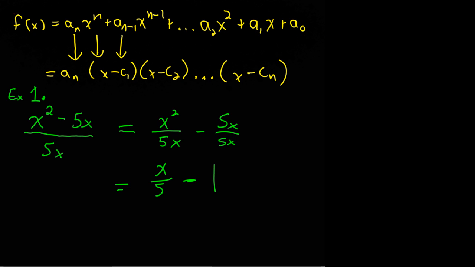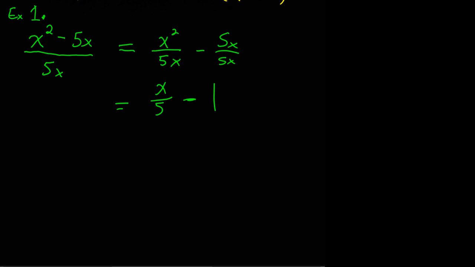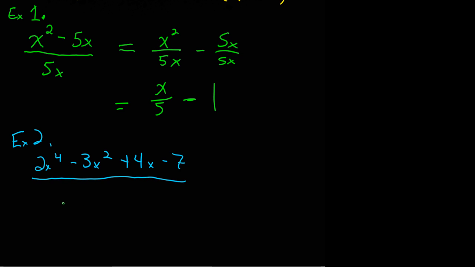All right, let's look at another monomial division. So we'll do example 2. And let's complicate our monomial a little bit. So we'll have 2x to the 4th minus 3x squared plus 4x minus 7 all over negative 4x.